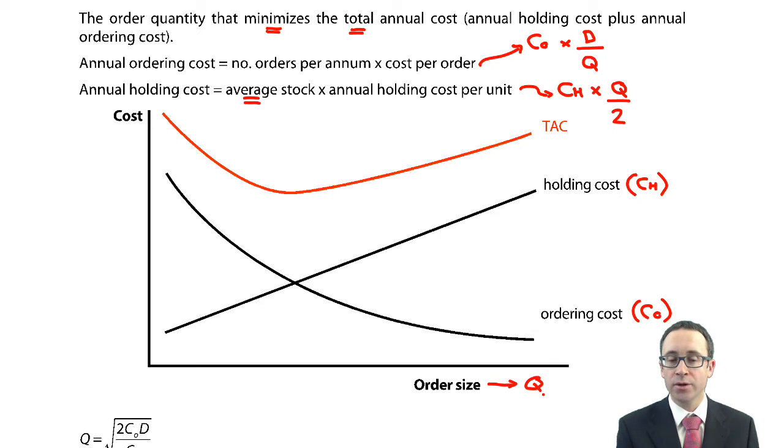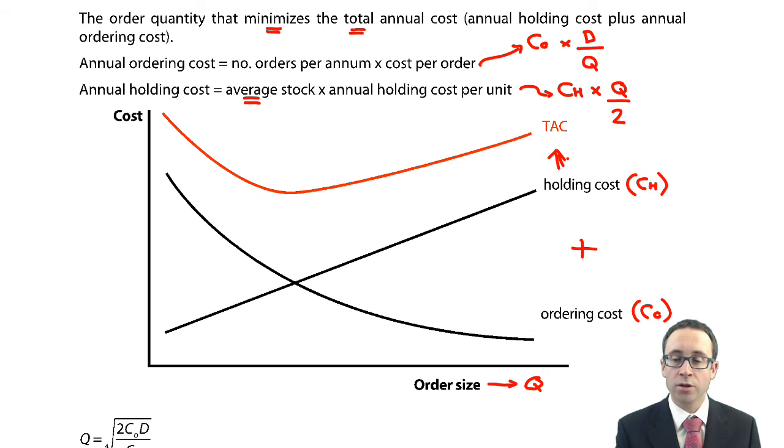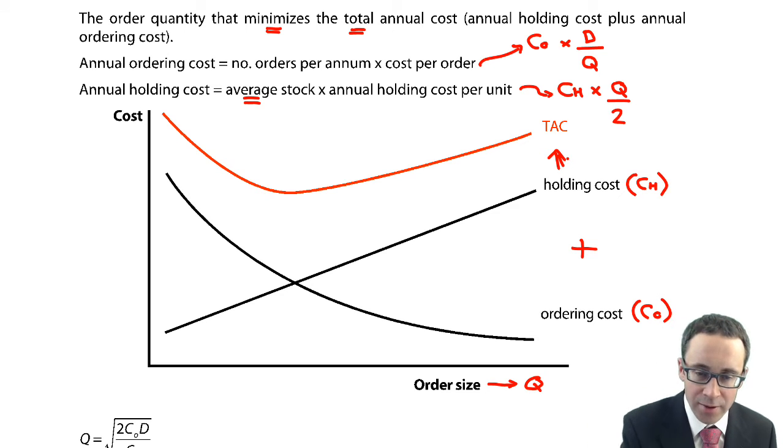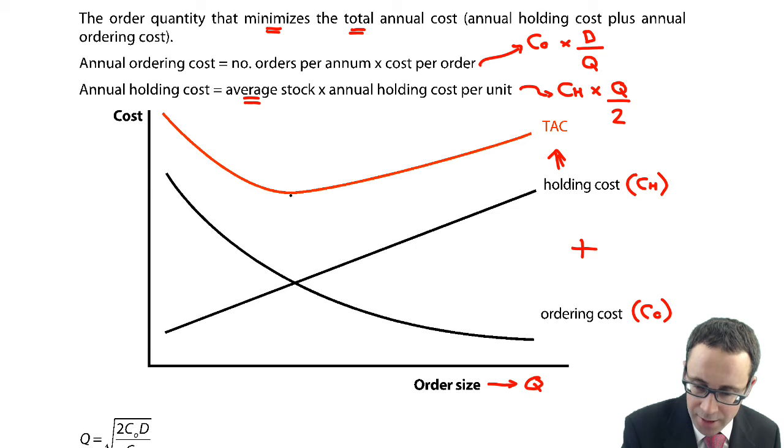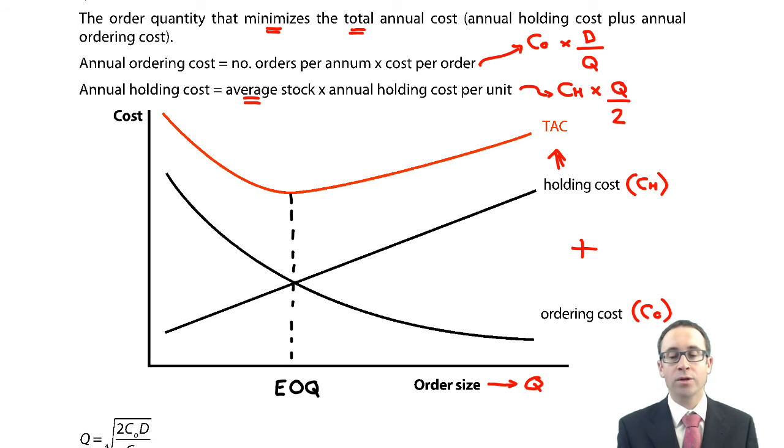Now what we can do is add those two costs together, the holding cost and the order cost, and that will give you your total annual cost, ignoring any purchase cost and any bulk discounts. And what we get, hopefully you can see, is a minimum cost, and that minimum cost is the economic order quantity.